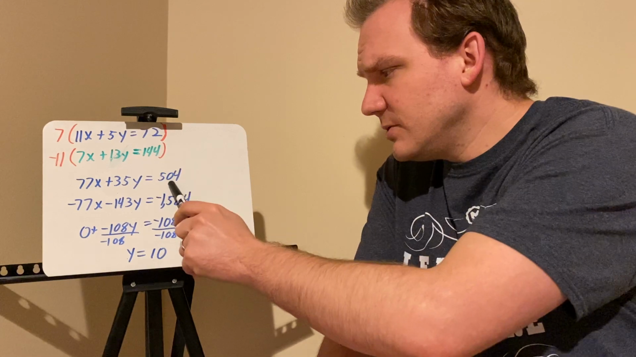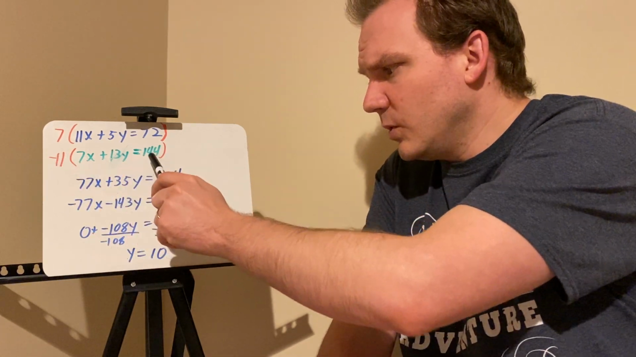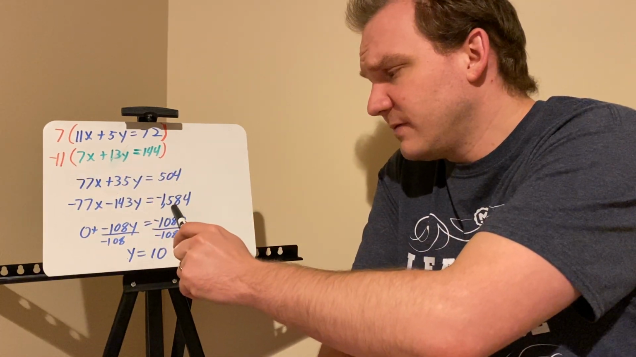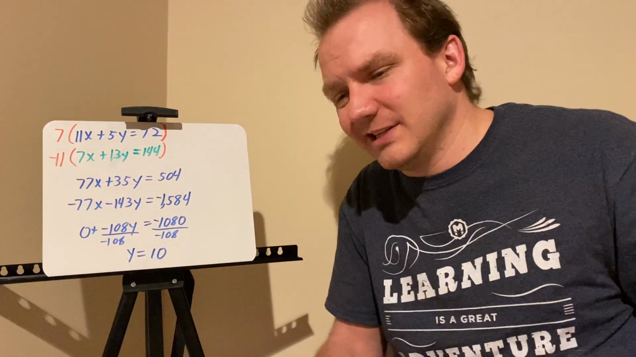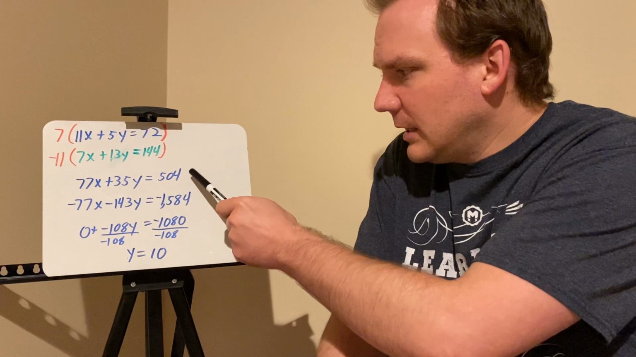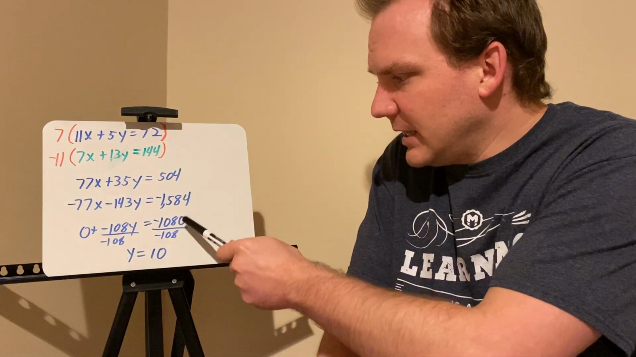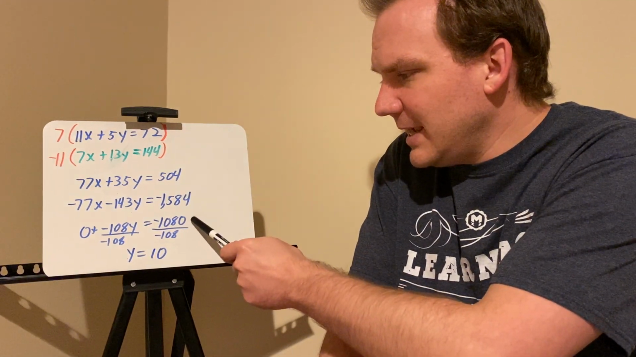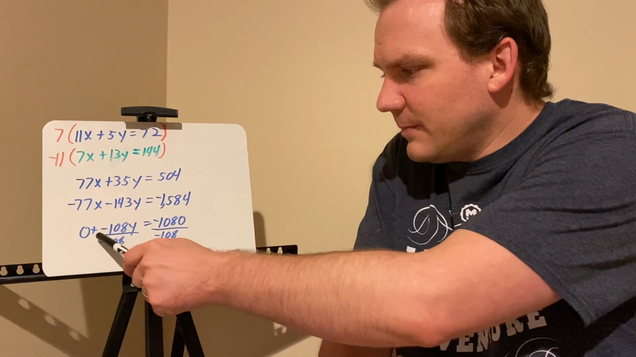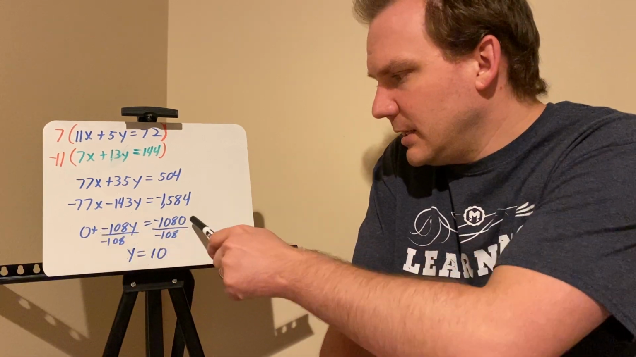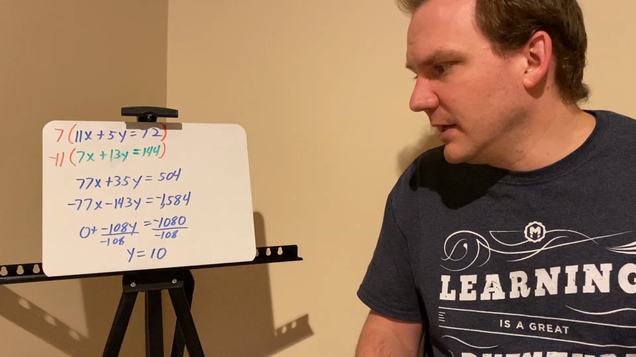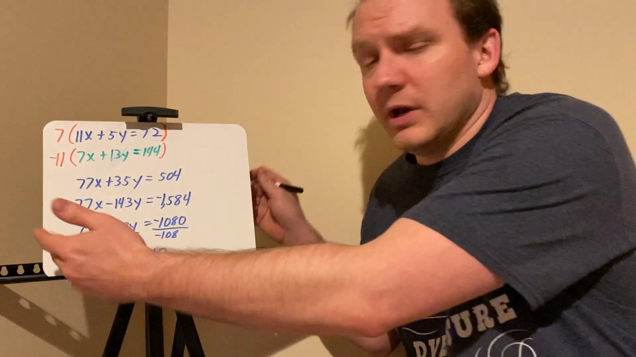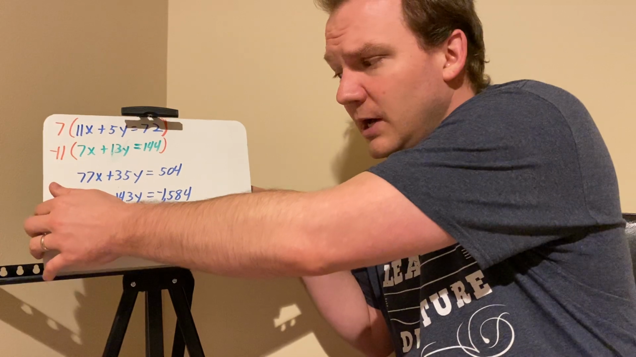7 times 72 is 504. Negative 11 times 144 is negative 1,584. These are big numbers, but I used a calculator, so it wasn't that big of a deal. I added these two numbers together. I got negative 1,080, and then I divided it by negative 108y, and it ended up equaling 10. So y equals 10. At that point, I knew that I had gotten the correct solution for y.